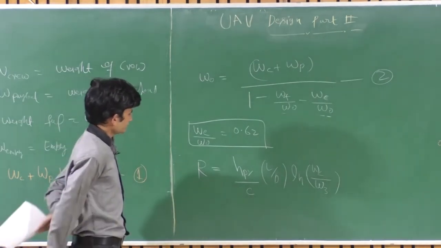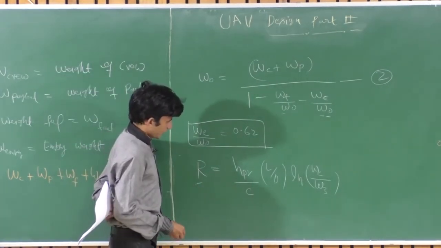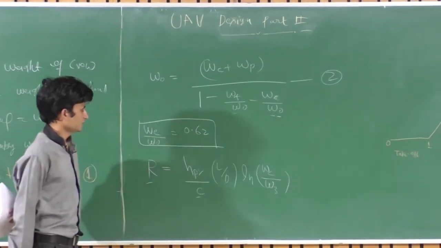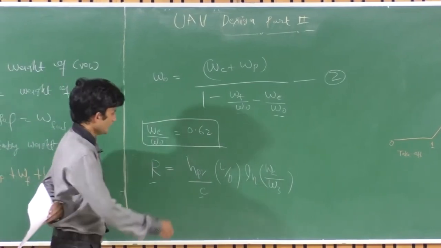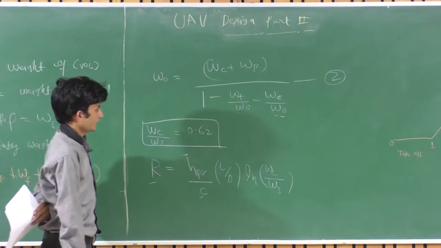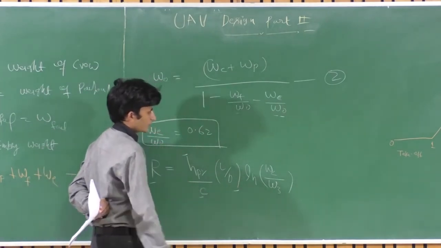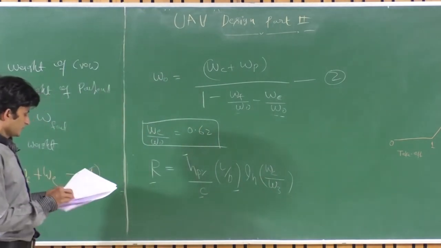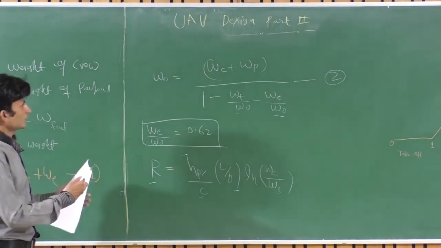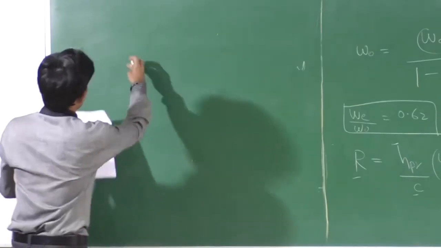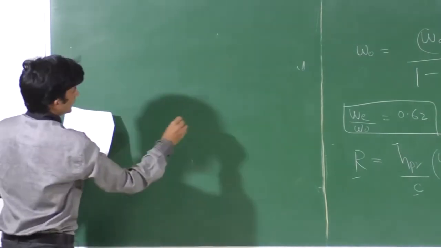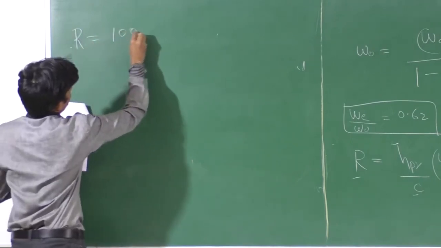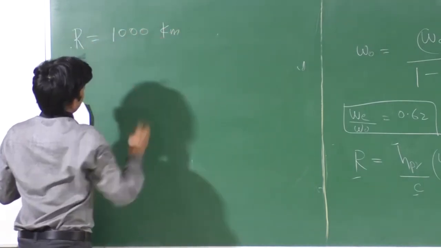So you can notice that if you know the range and if you know the engine specification, like how much specific fuel consumption the engine has, and the propeller efficiency, and at what L by D you are flying, you can find out the W2 by W3. So in our case, what is the range? So after this, follow me here. Like you have a range of 1000 kilometer, right? It is given.